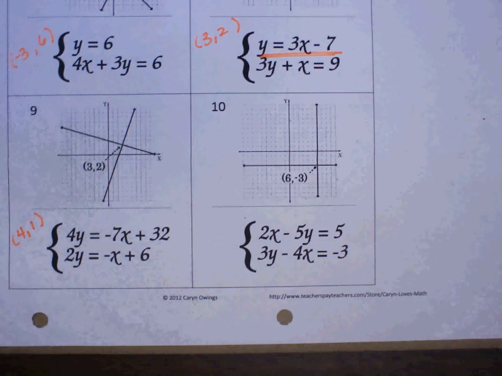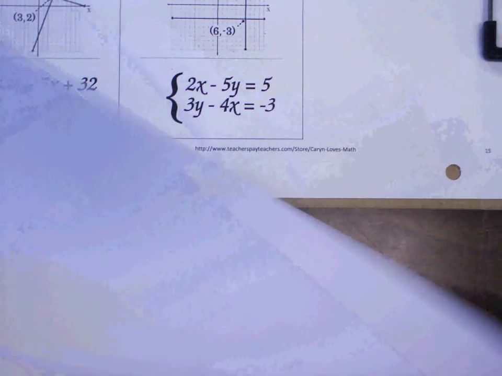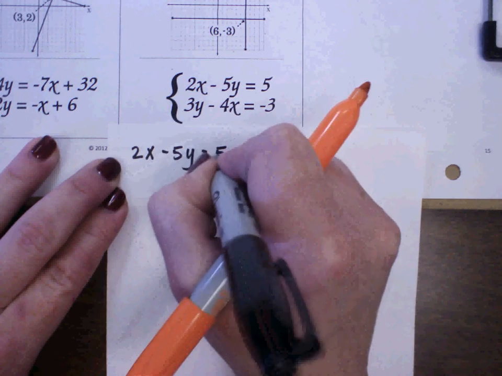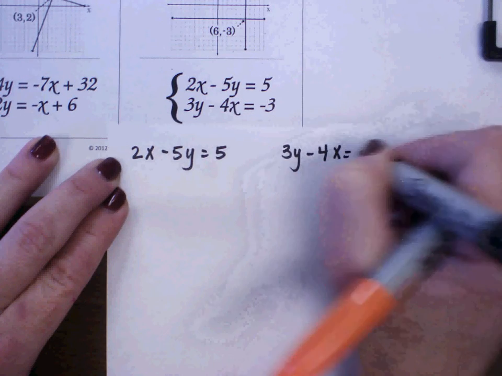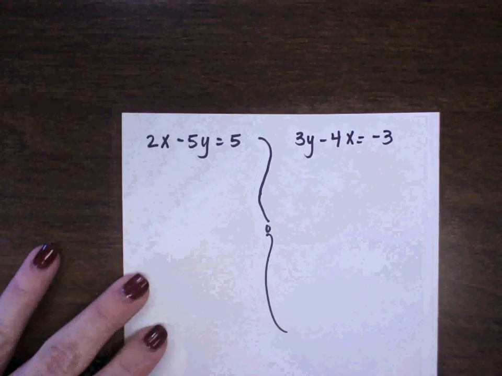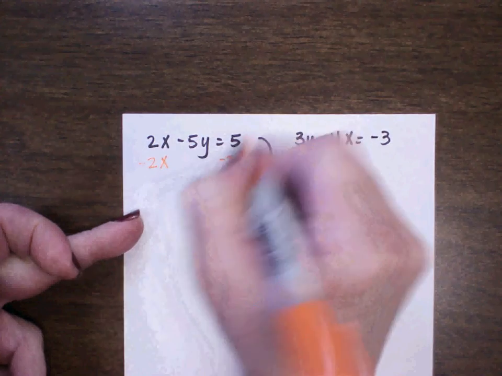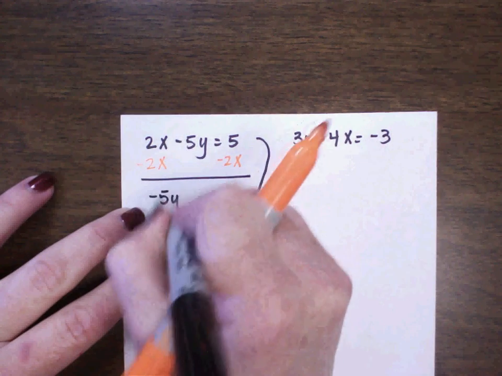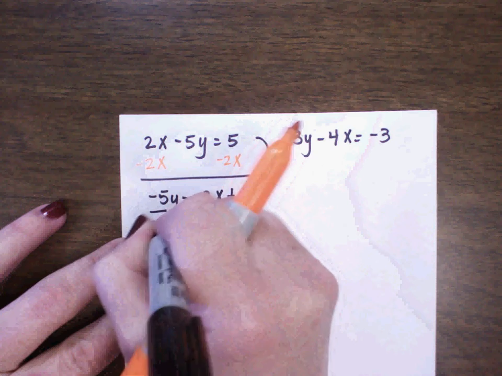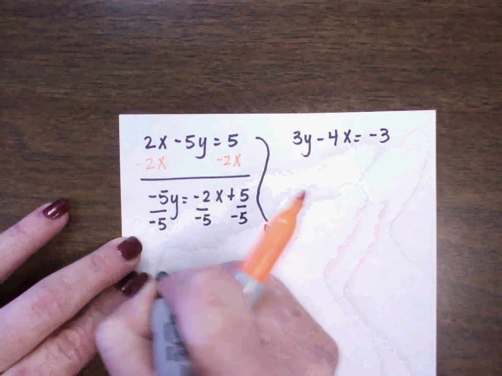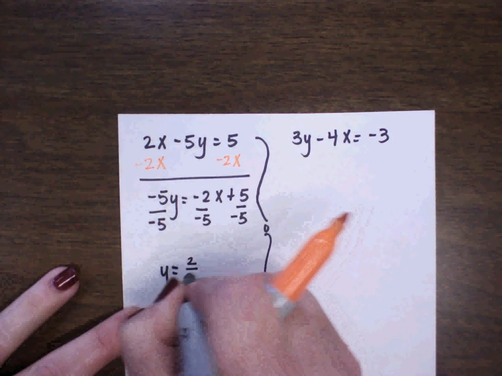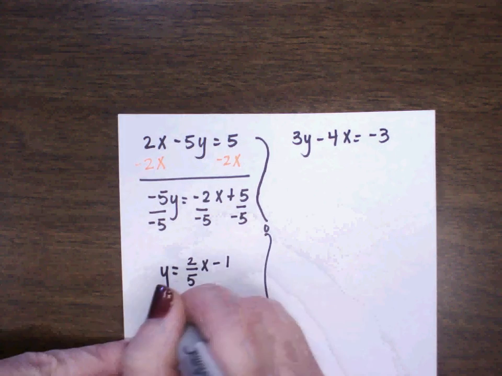All right, last two. So 2x minus 5y equals 5, and 3y minus 4x equals negative 3. All right, what's my first step? Minus 2x. And then divide by negative 5, not 5, negative 5, right? Yes. All right, so y becomes what? 2/5 x minus 1. And that's my first one, right?